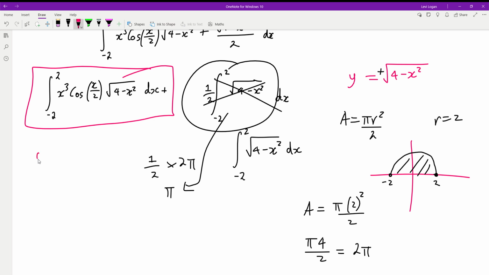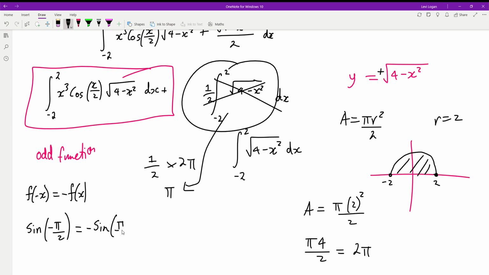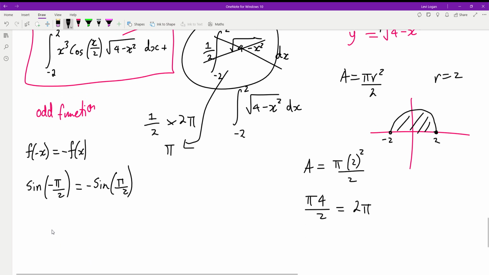An odd function is pretty much if you input a negative number, so if you have f of -x, that's the same as that output being just the negative. So what I mean by this is if you go sine of -pi on 2, that's the same as negative sine pi on 2. Same if you had another odd function like a cubic.